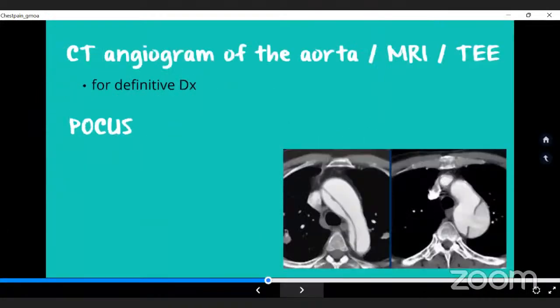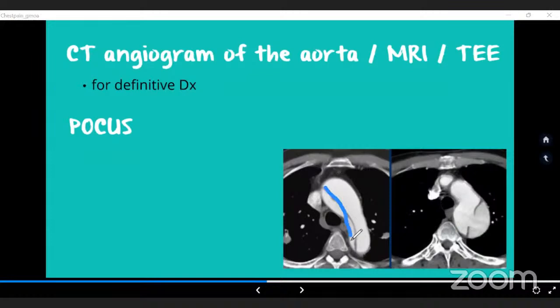So the definitive diagnosis is with the CT angiogram or aortogram. You can see the intimal flap here. So this is the flap of the aortic dissection. And this is the false lumen. And this is the true lumen. This is the true lumen here. This is the false lumen. This is the true lumen. So this is the dissected part of the intima. Very interesting.